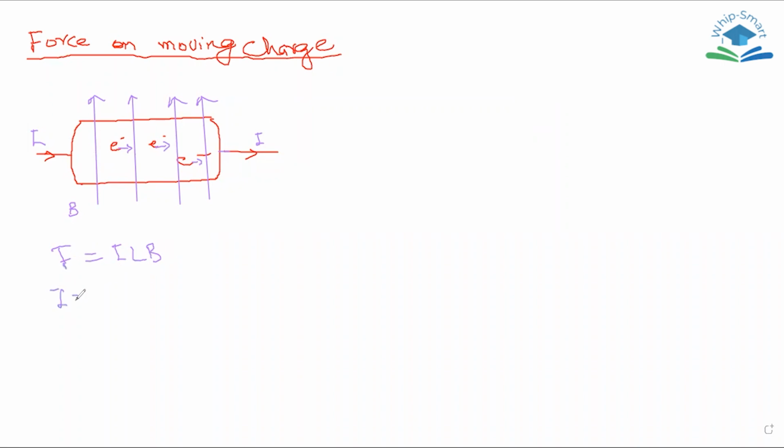And if I replace I by Q upon T, then the formula will become F equals Q L B upon T. And as we know, L upon T is equal to V. So we can put in Q, V, and B. So Q stands for charge, and here the charges are electrons. By replacing Q with electron charge e, I can write the formula F equals e V B.